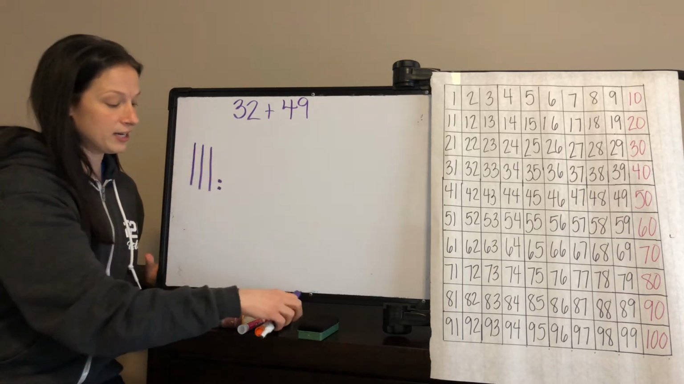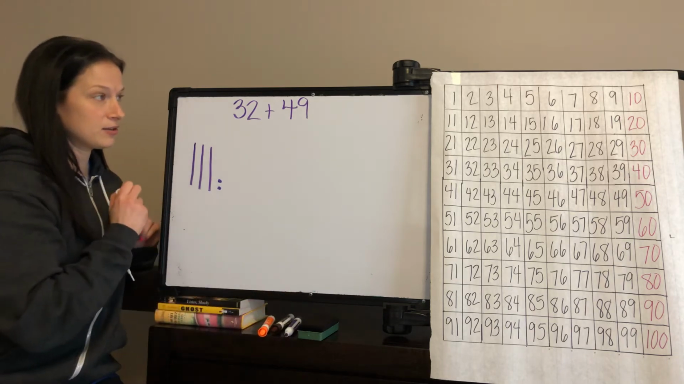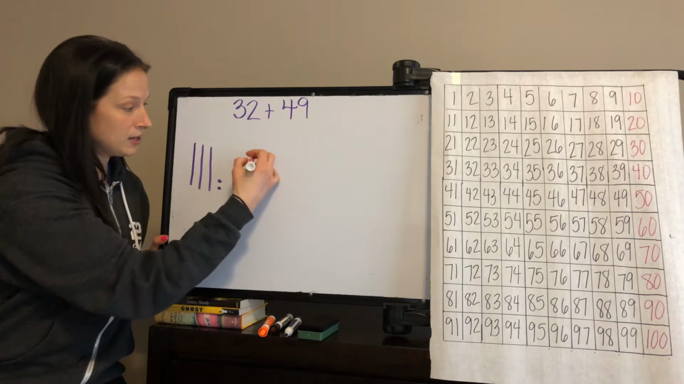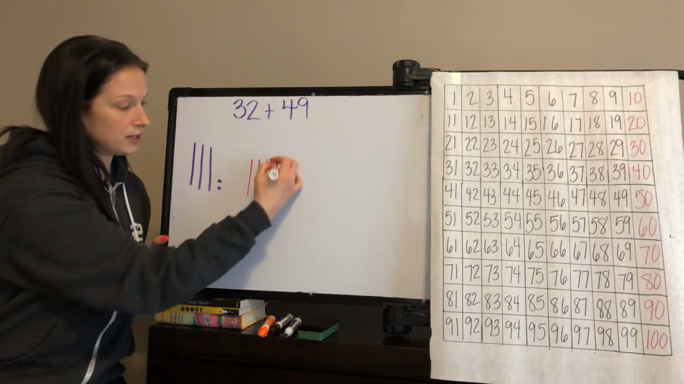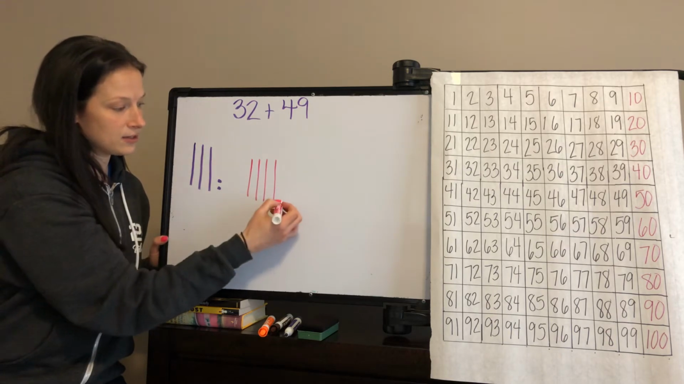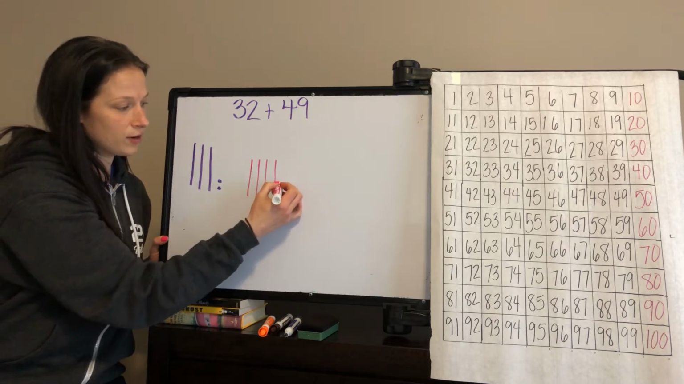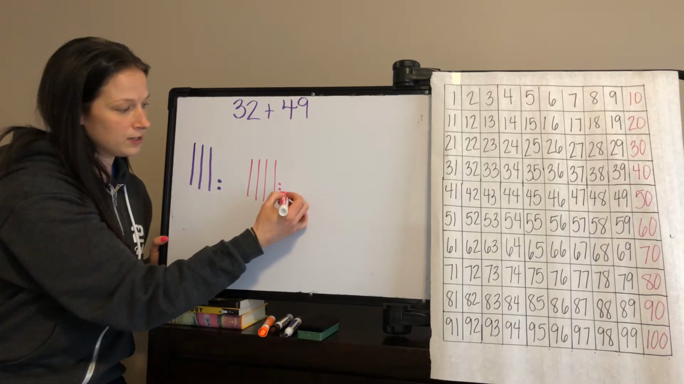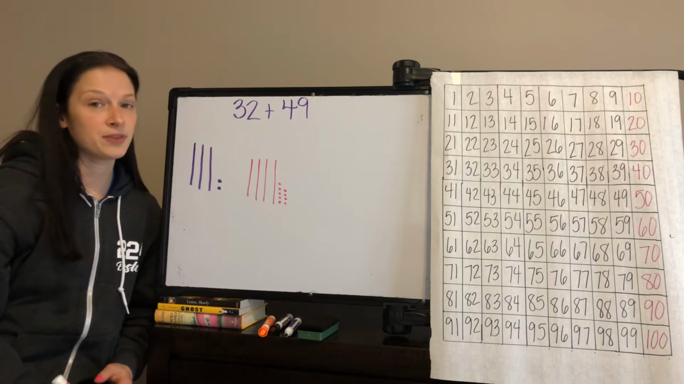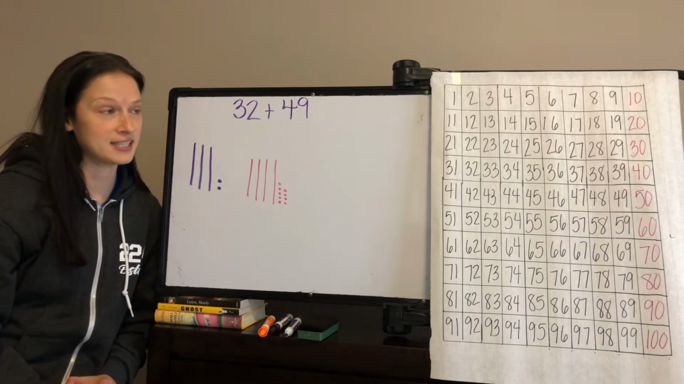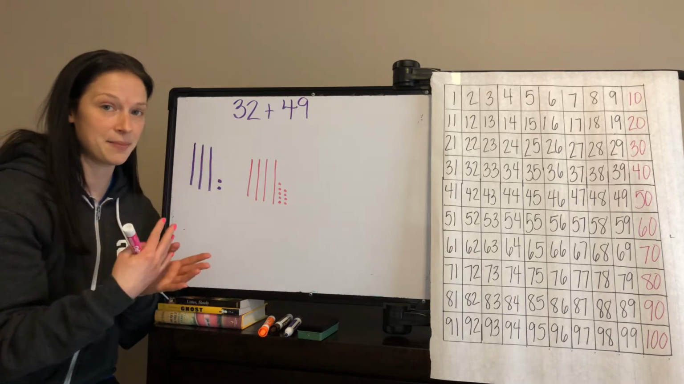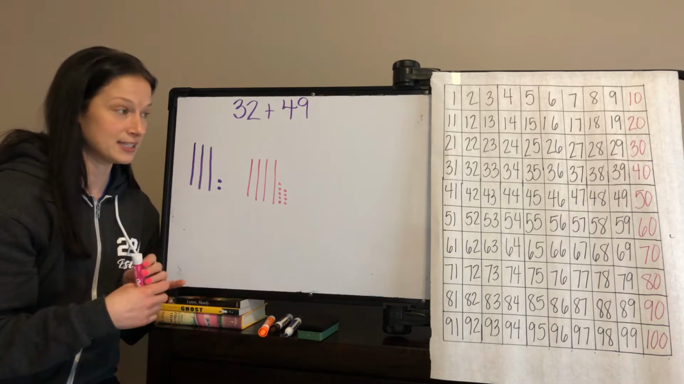To represent 49, we look at our 10s place and say the digit 4 represents 4 groups of 10. 1, 2, 3, 4. So 10, 20, 30, 40, and then 9 singles. 1, 2, 3, 4, 5, 1, 2, 3, 4. There's my 9 singles. The beautiful thing about addition is that when we break up numbers into 10s and 1s, we can recombine them any way we want, and we're still going to get the same sum.